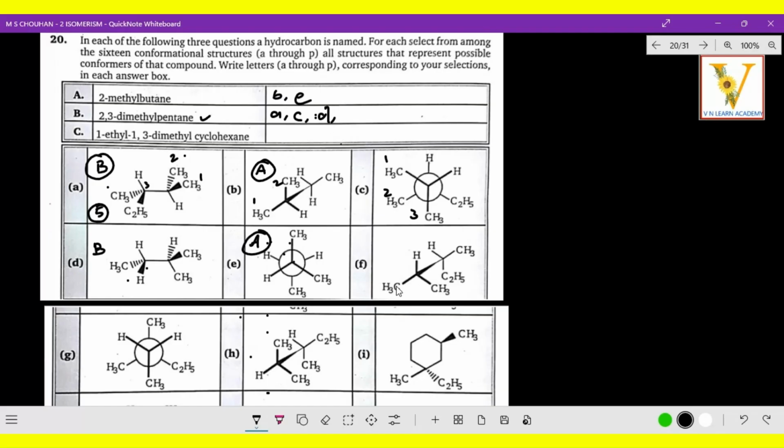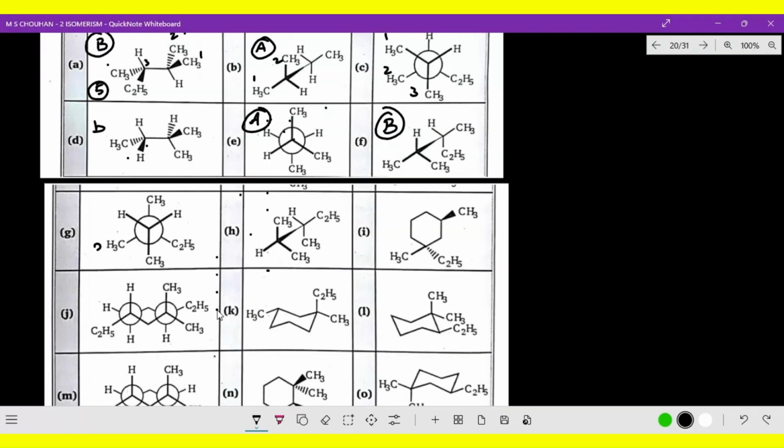Now next one here, methyl, 1, 2, 3, 4, 5. So that means here 1, 2, 3 and 4, 5. So that means here 2,3-dimethyl pentane. So that means it is B over here, and this point it is F. Right. Now next one, let us check. It will not go wrong. Let us go for it in that way.